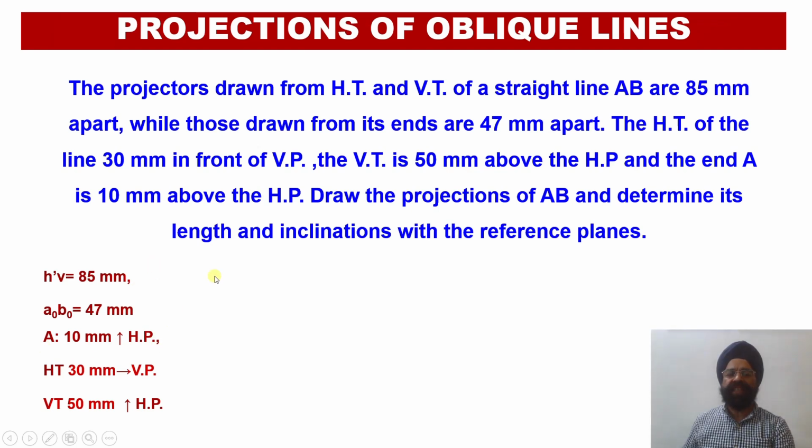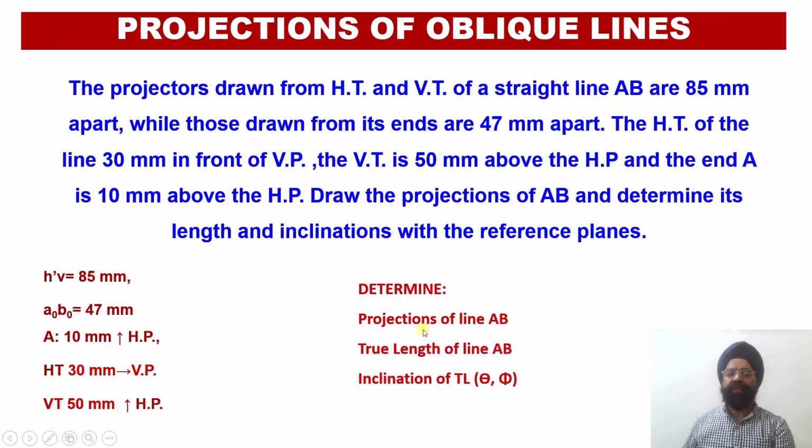So using this available information, we are required to draw the projections of the line AB, the true length of the line AB, and the inclinations of the true length of the line with respect to the horizontal plane as well as the vertical plane.